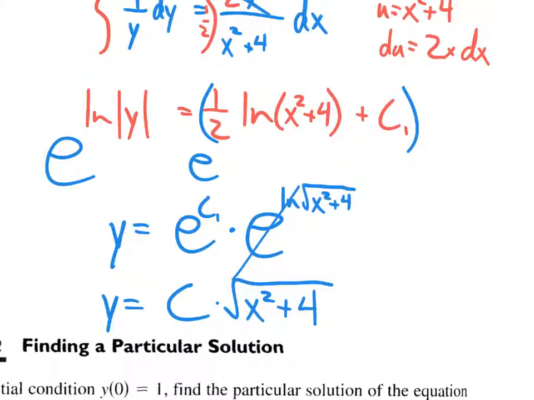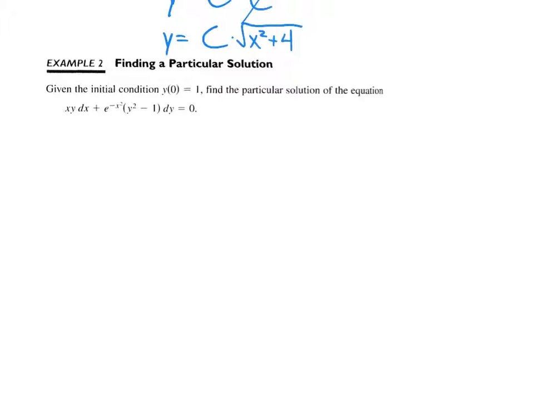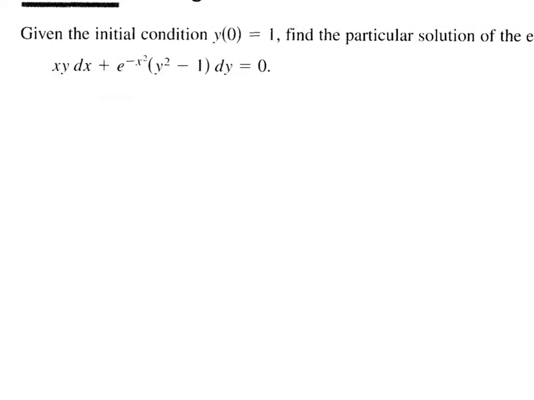Now here's an example of finding a particular solution. You'll notice this one actually doesn't have a y prime in it. It already has the dy's and dx's pulled apart. We've just got to work out how to get this all arranged properly. So the first thing I would do here is subtract the xy dx from both sides. That'll get the dx and the dy on opposite sides of the equation.